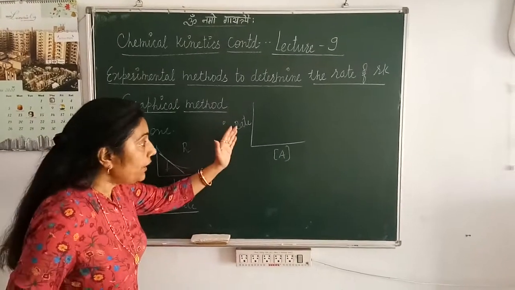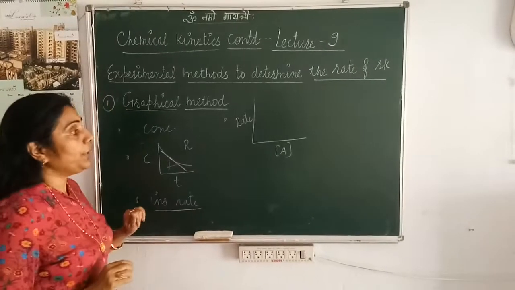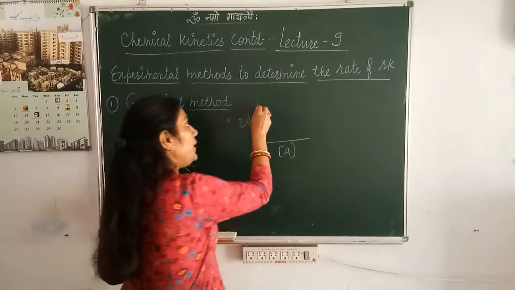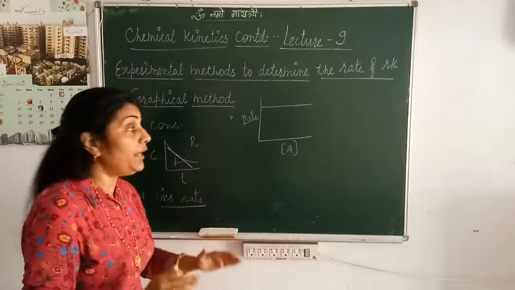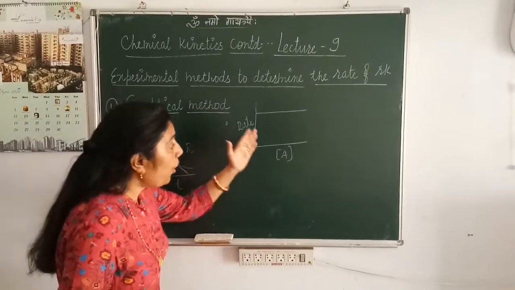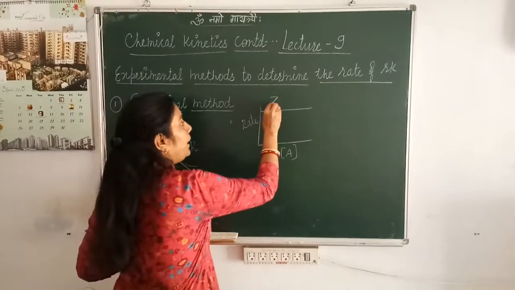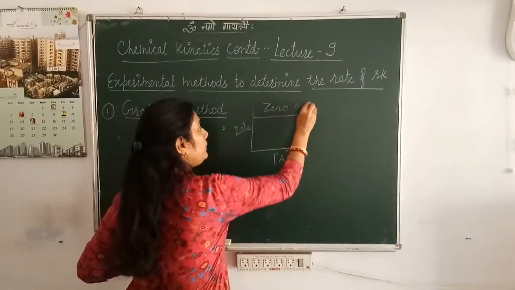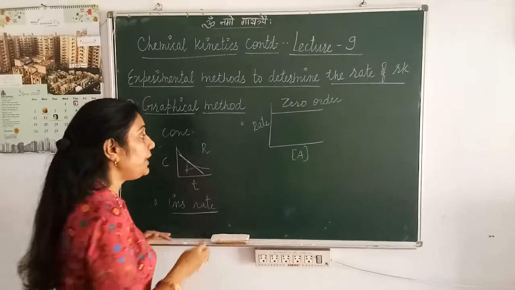When you plot a graph between instantaneous rate and the concentration of the reactant, if the graph is like this, independent, that means rate is not dependent upon the concentration, then the reaction will be in which order? Zero order, since rate is independent of the concentration.